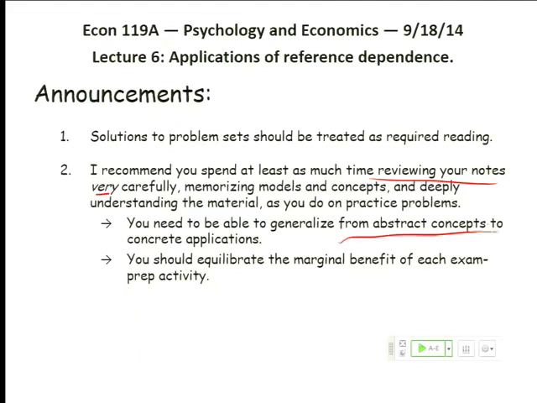Okay, you need to be able to generalize from abstract concepts to concrete applications, and doing practice problems over and over again is helpful, but it is not going to get you all the way. You have to spend some time really cogitating on the concepts that you've learned, and in this class, your primary resource for that is reviewing your lecture notes.